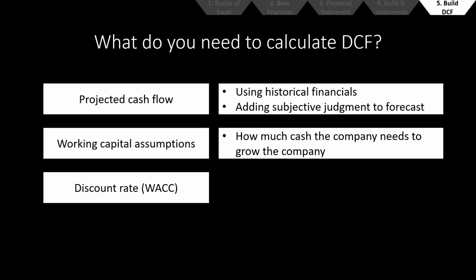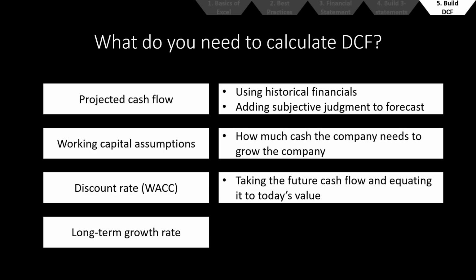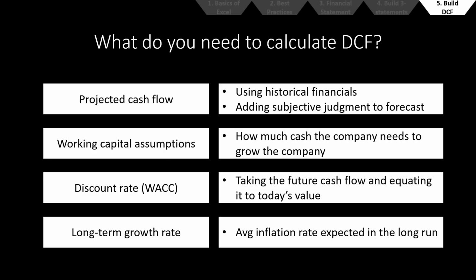You also need the discount rate. The discount rate, which in industry terms is called WACC, short for weighted average cost of capital, is what is used to equate the future value to today's present value terms. And we'll go over how to calculate the discount rate or grab the discount rate for the industry of the company that you're valuing. We also need an assumption for the long-term growth rate. This is usually like a 3% to reflect the long-term historical average inflation rate. We will need this to calculate the terminal value.